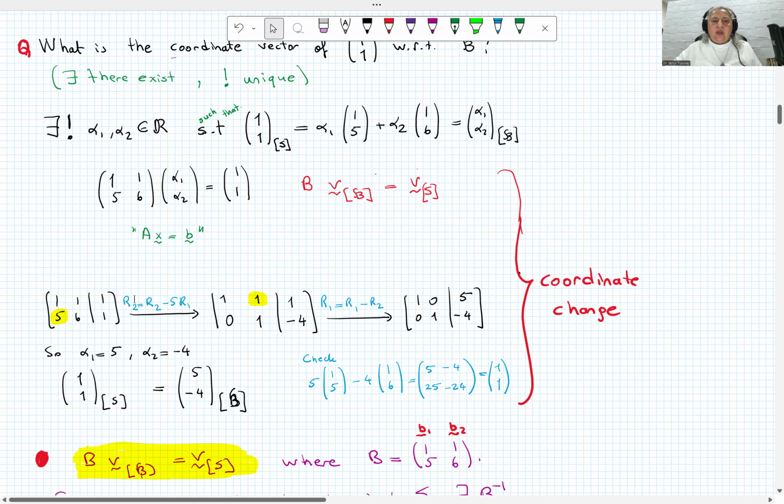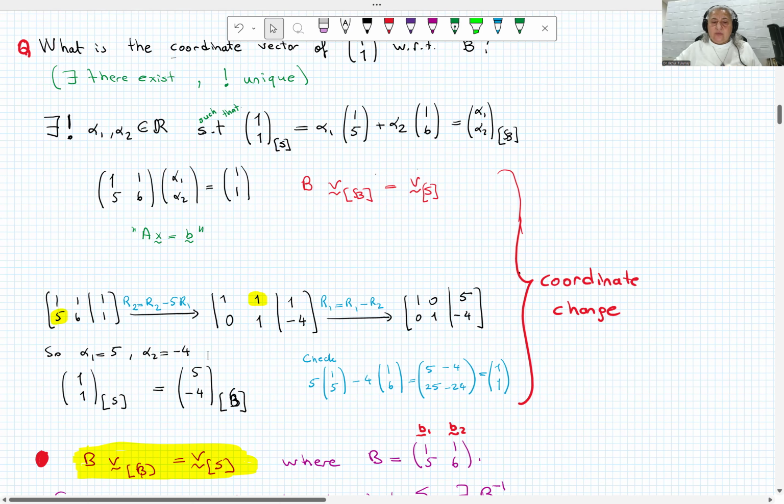We want this position to be 0. So if we apply R2 minus R1, then this will be 0, and this will be minus 5 plus 6, that will be 1. And minus 5 plus 1 will be minus 4. We get this one. Then we want this position to be 0, so R1 is equal to R1 minus R2, and you will get this position 0. That's how you have an identity matrix here. Minus times minus 4 will be plus 4, and plus 1 will be 5. So alpha 1 is 5, alpha 2 is minus 4.